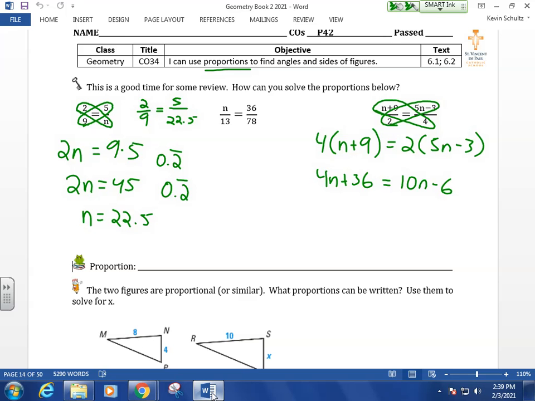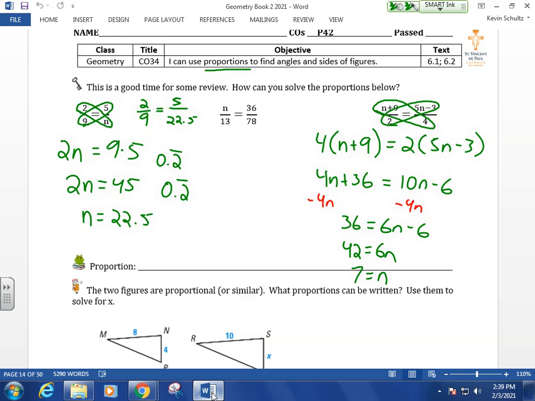We have variables on both sides. Maybe we want to move our 4n's over. So we're going to be subtracting 4n from both sides to get 36 equals 6n minus 6. And from here, it's just a two-step equation. We're going to move our negative 6 over to the left by adding it. 42 equals 6n. Divide both sides by 6 to get n by itself. And we get 7 as a value for n.